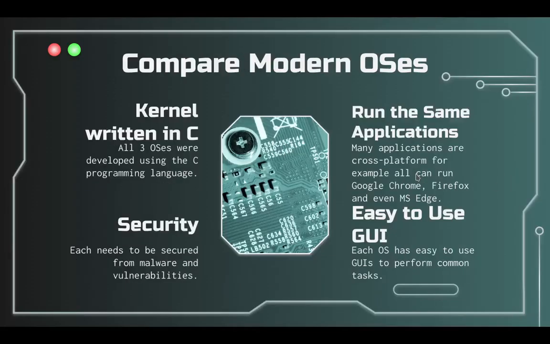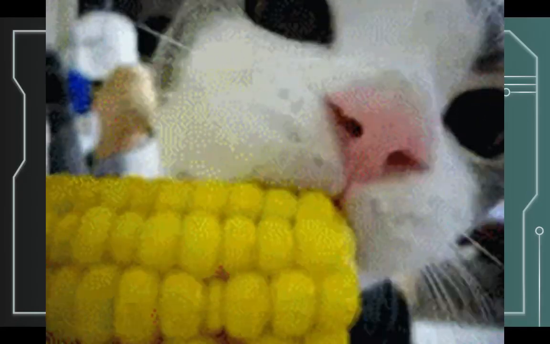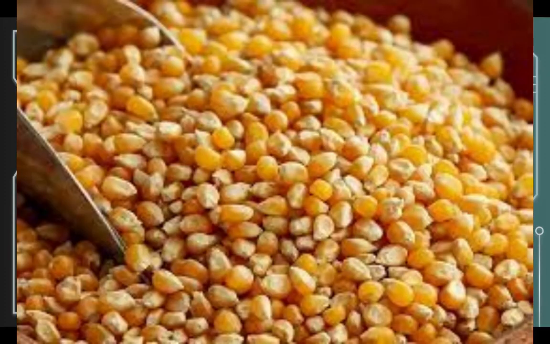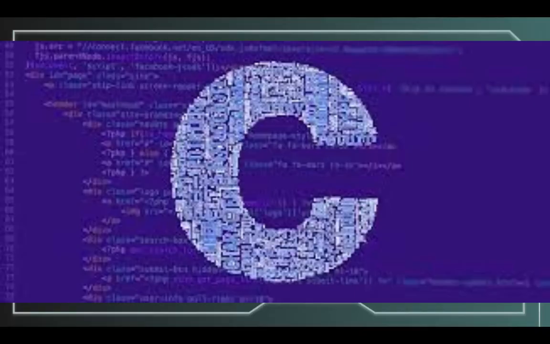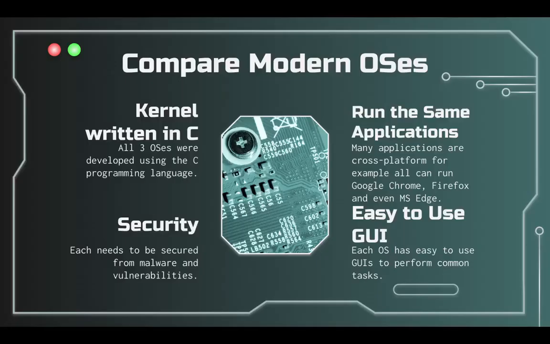All right, let's compare modern operating systems. There are a lot of commonalities actually between Windows, Mac, and Linux. Let's talk about some of these things, right? First off, each one of those has a kernel. Windows has a kernel, Apple has a kernel in their Mac OS, and Linux has a kernel. All 3 of those kernels were programmed and developed in the C programming language, right? That's one thing that's very common amongst all of these operating systems. Another thing is none of them are 100% secure, right?